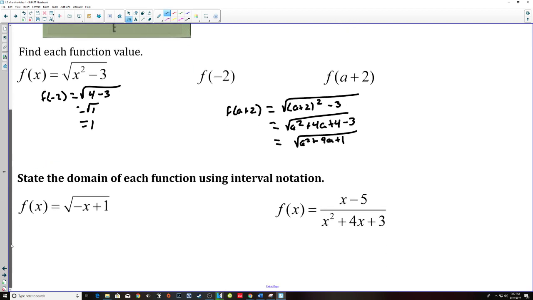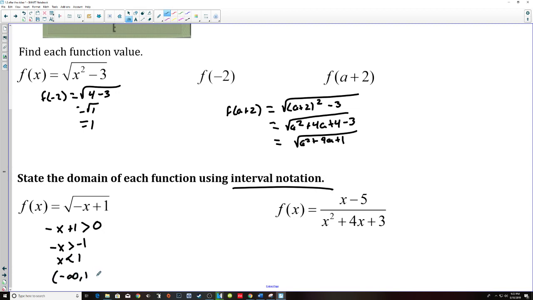State the domain of each function using interval notation. Now there's only two problems with domain: even radicals and denominators. And here we have an even radical. Now negative x plus 1 has to be greater than or equal to 0. So negative x has to be greater than or equal to negative 1. X has to be less than or equal to 1. Remember, when we divide by a negative, we have to switch the signs around. Now we're going to use interval notation to answer this. So x has to be less than 1: negative infinity to 1, but don't include 1.